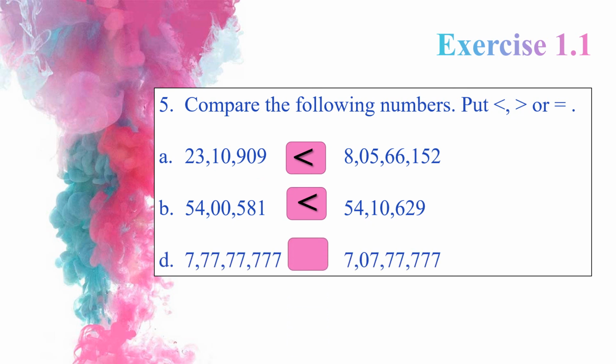D problem, 7 crore 77 lakh 77,777. And on the right side, we have 7 crore 7 lakh 77,777. So, the left side number is greater. So, we need to put this symbol.